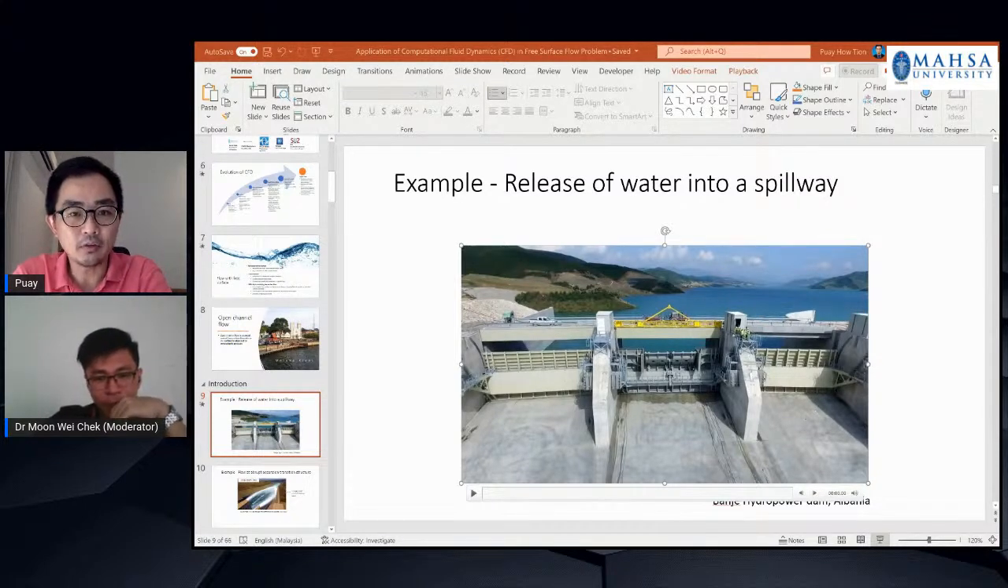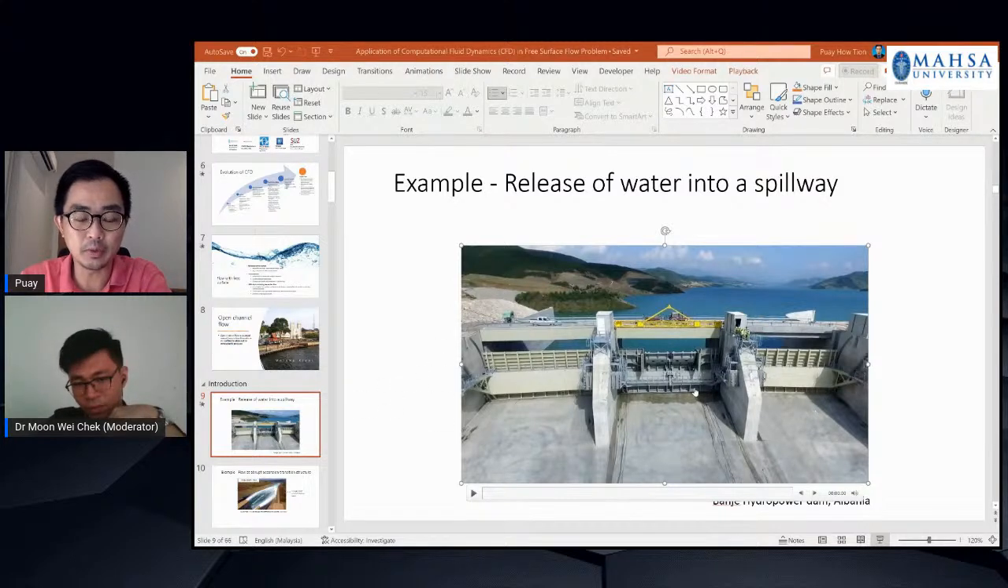So in the release of water into a spillway, after some time, the water will become steady and become supercritical, and it will hit the sidewall here. Can you see the sidewall on the left and right hand side of the spillway? This is the initial condition, but after some time, the flow will develop into a supercritical flow like this.